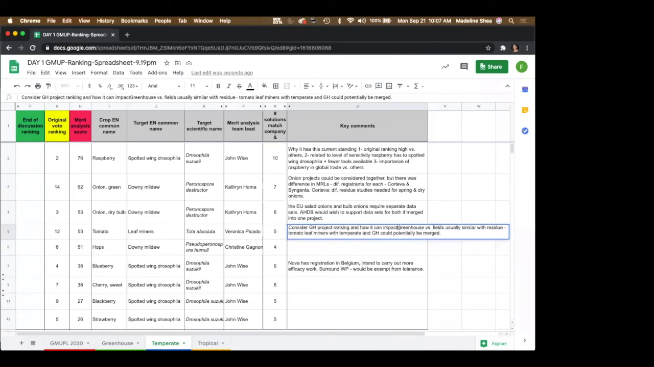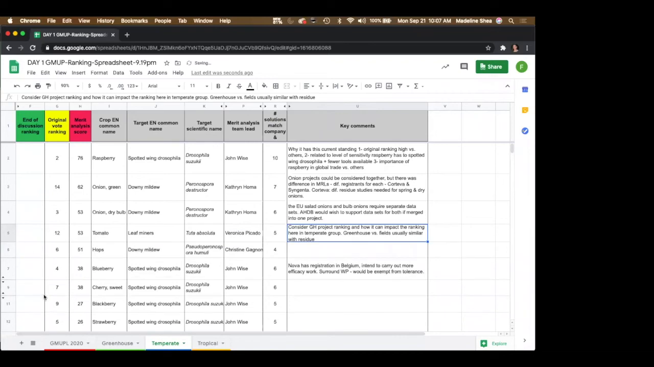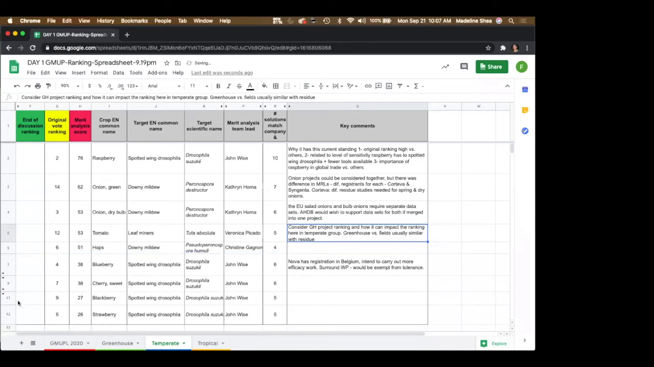So again, when we look at this, the question for the group is the overall ranking of 12, which might end up being less because we have fewer than 12 projects. Is that where we want the tomato leaf miner to be? Or do we want it to be like an 8, above the blackberry? I'm just trying to get comments from the group, whether they like the original ranking or they want to make some changes based on our discussion here and the merit analysis and the vote ranking.